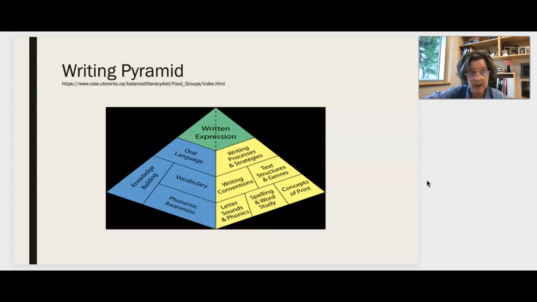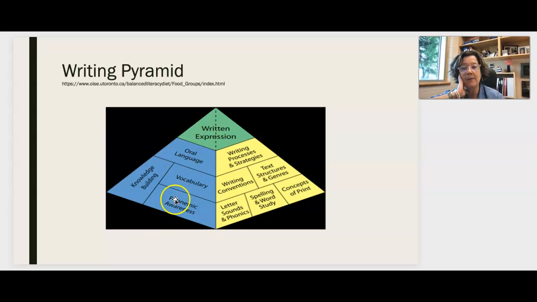You also have a writing pyramid. So again, written expression. You want them to be able to express themselves through their writing. So the yellow component is, again, print related. So writing process and strategies, writing conventions, so like your spelling, those kinds of things, your grammar, text structures and genres, spelling, word study, concepts of print, and letter sounds and phonics. So now this is phonics, where you're linking those sounds, that phonemic awareness, to the actual combination of letters. Okay, then over here you have oral language.